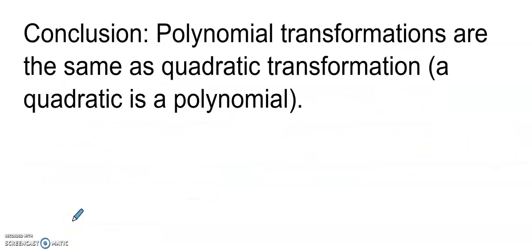All right, so what we hopefully get from today is that polynomial transformations are the same as quadratic transformations. And that is really because a quadratic is a polynomial, but we have focused so much earlier this year on quadratics that hopefully that helps us understand how the transformations of polynomials work.